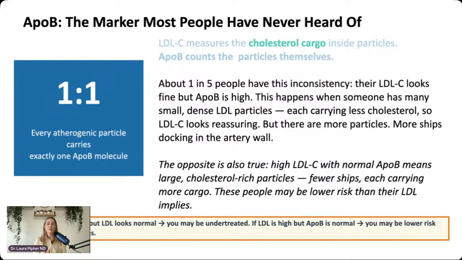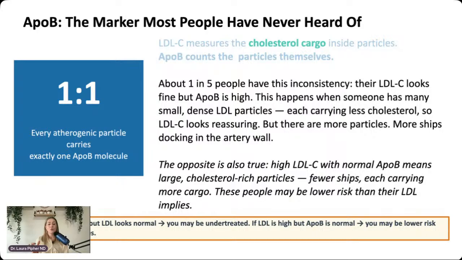And 1 in 5 people actually have an inconsistency. Their LDL looks fine, so the amount of cargo they're carrying isn't a lot, but the ApoB is high, so the amount of particles is high. This can happen when someone has many small, dense LDL particles, each carrying less cholesterol, so less cargo. So the LDL looks fine, but there's a ton of particles, right? Essentially, we can think of this as ships docking to the artery wall. We know that every atherogenic particle carries one ApoB molecule.